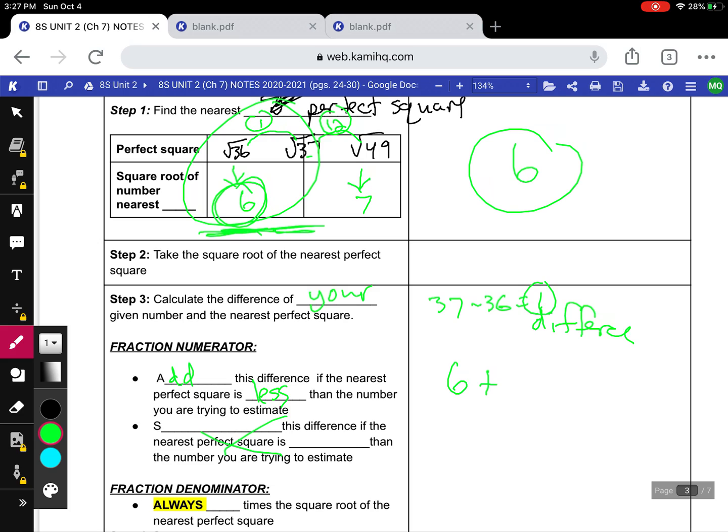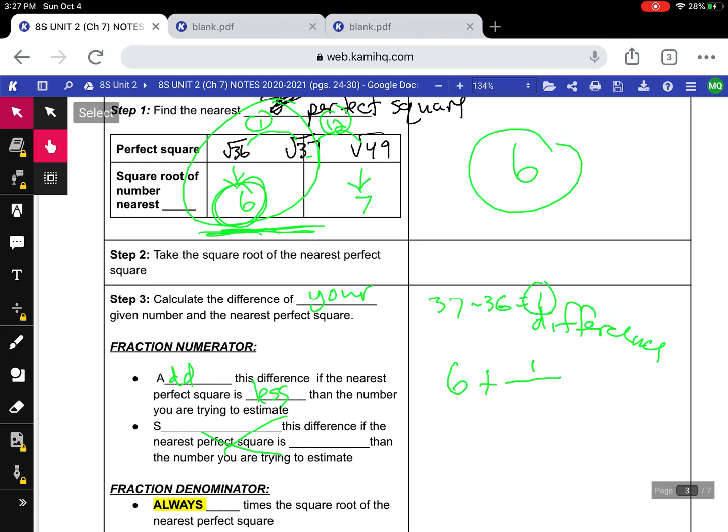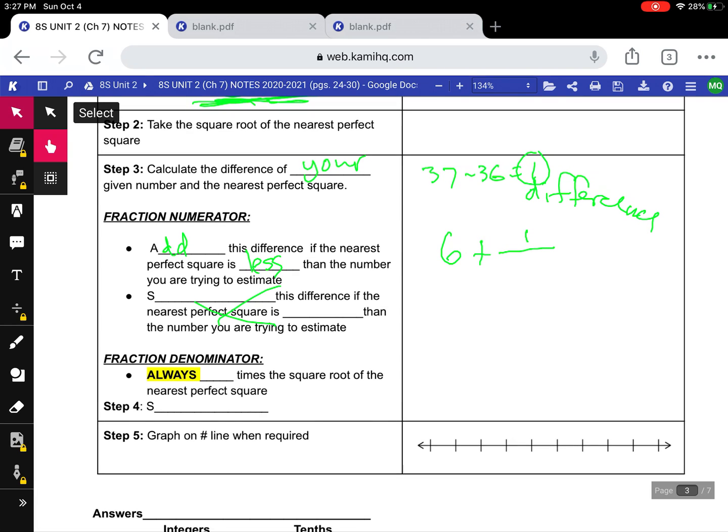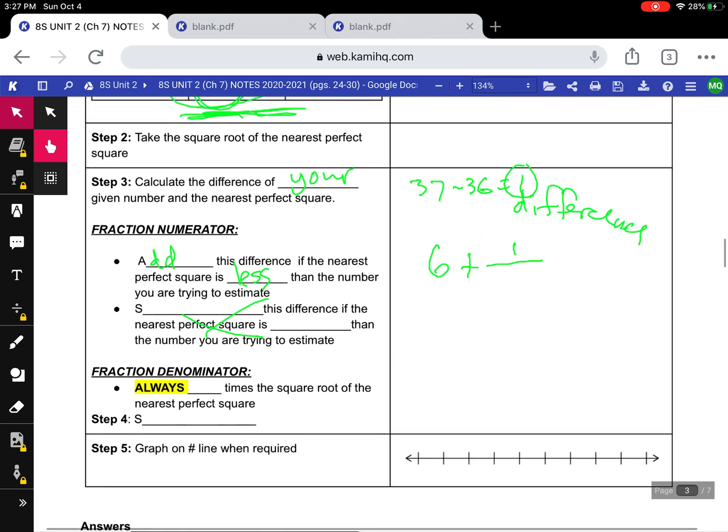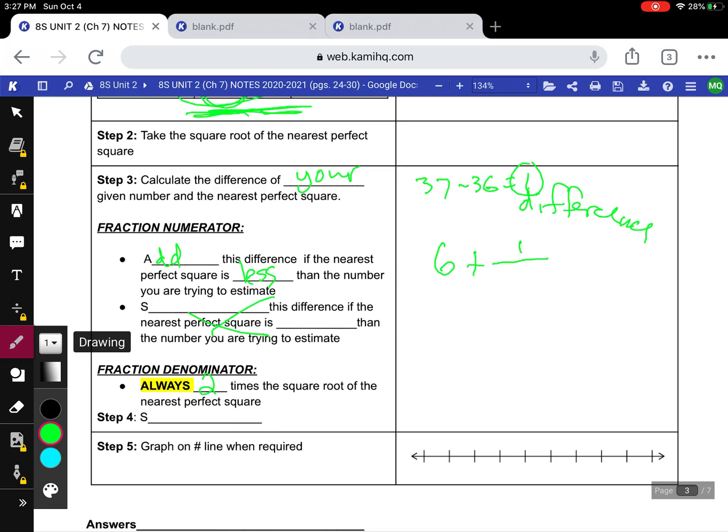And now, that difference that you found up here goes in the numerator. It's a difference of 1. Fraction in the denominator, always 2. It's always going to be 2 times the square root of the nearest perfect square. And we said the perfect square we chose was 6, so we're going to put it down there. And we get 6 plus 1 over 12.